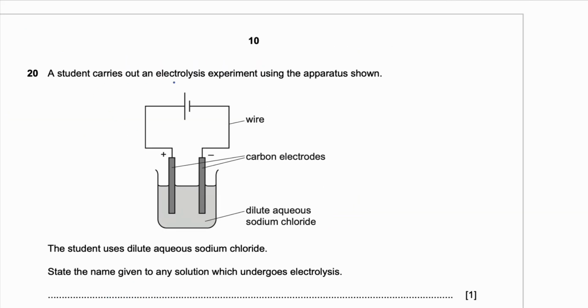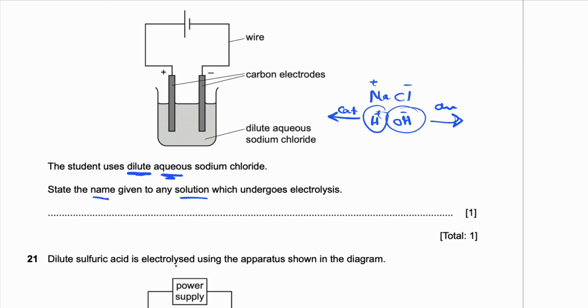A student carries out an electrolysis experiment using the apparatus shown. The student uses dilute aqueous sodium chloride. So once again, sodium chloride, positive, negative in presence of hydrogen and hydroxide. Since it's dilute, hydroxide is going to get discharged at the anode, and of course hydrogen is going to get discharged at the cathode. And he's asking you to state the name given to any solution which undergoes electrolysis. So he asked you a generic question. State the name given to any solution that undergoes electrolysis. That's a definition of an electrolyte.